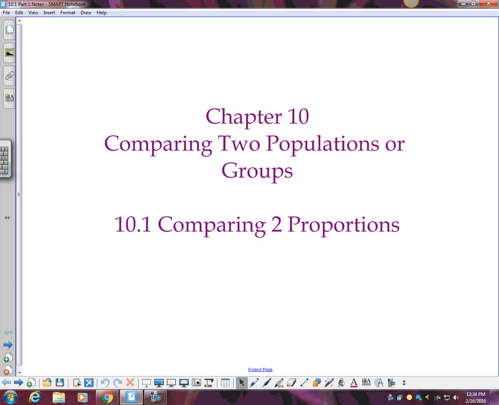Today's lesson is on comparing two proportions. Feel free at any point to pause, to rewind, to pause it while you write stuff down. Take this and use it so that you can go at your own pace.